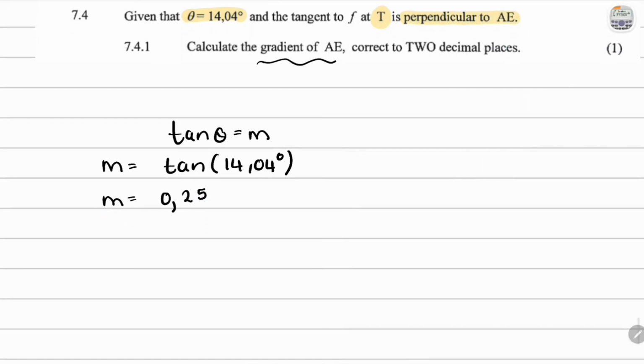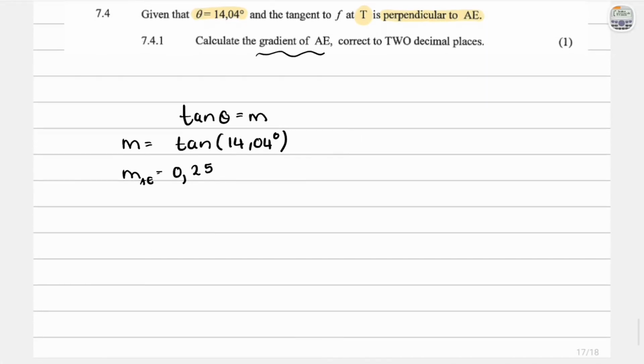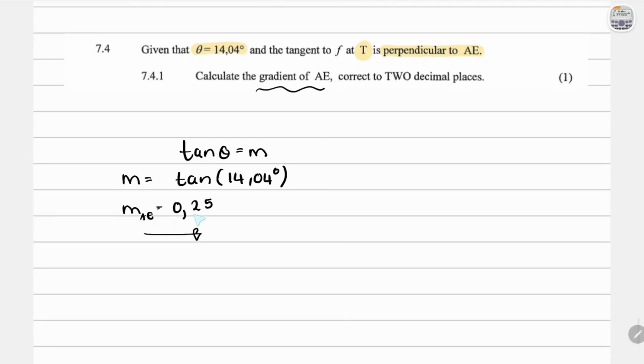So we know what the gradient of AE is. This is the gradient of AE that they're referring to, and this is for 1 mark. So there we go. The gradient of AE is 0.25. You can also say 1/4 because that is 0.25 as well. And that is our answer.